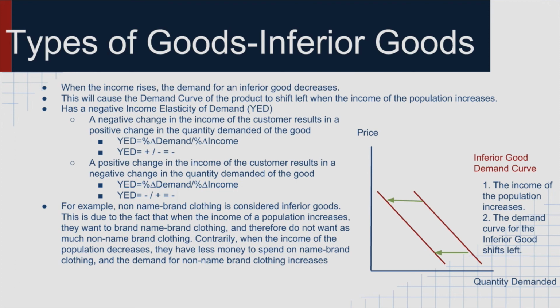This is due to the fact that when the income of the population increases, they want to buy more brand name clothing, and therefore do not want as much non-name brand clothing. Contrarily, when the income of the population decreases, they have less money to spend on name brand clothing, and the demand for non-name brand clothing increases.